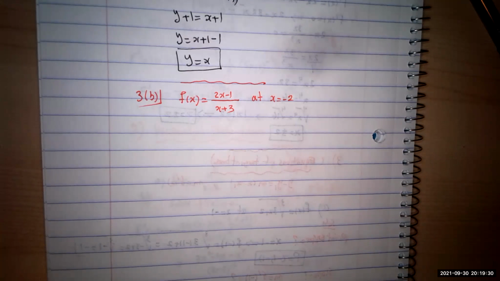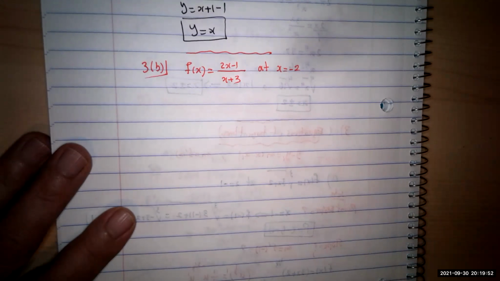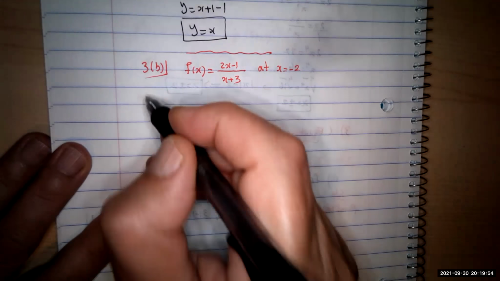Okay, the procedure is the same. We need a point and the slope. For the point, we simply substitute x equal to -2 to get the point P. Then for the slope, we need the derivative. For the derivative, you have to apply the quotient rule to differentiate it. And the derivative of this function is easier because you don't have to use the chain rule. Okay, so this is the solution.